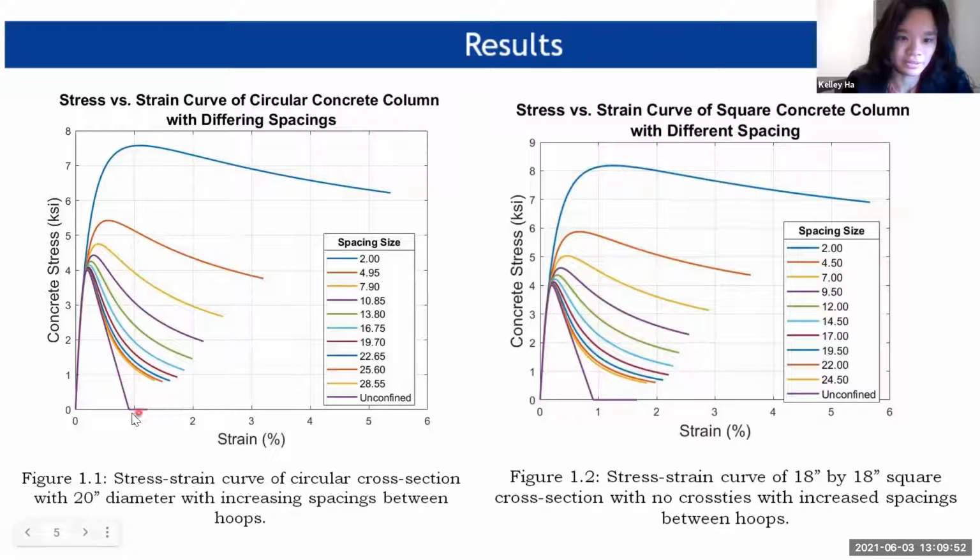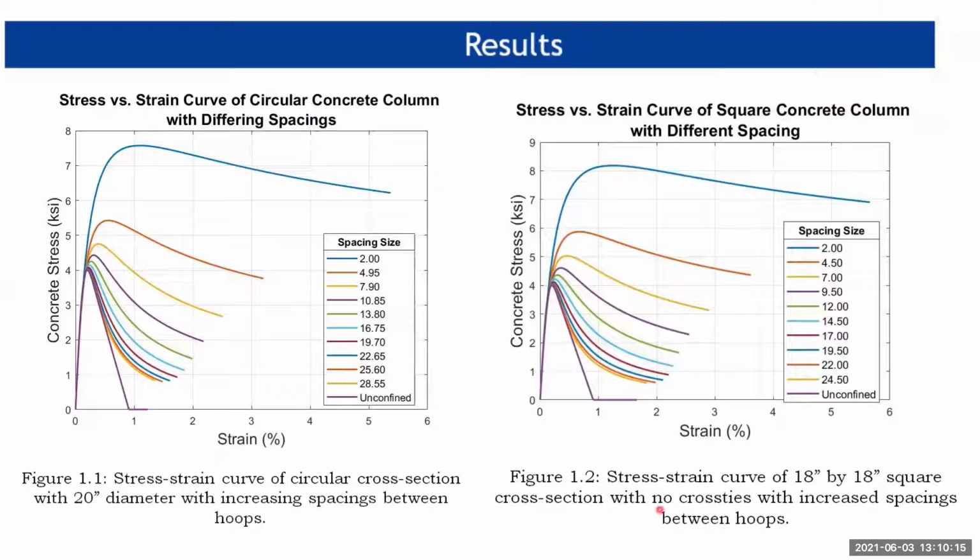And also this unconfined concrete curve right here, it's different than the other curves because at a strain of around 0.004, we'll have a downward slope towards the spalling strain. And the same behavior can be seen with a rectangular or a square concrete column.